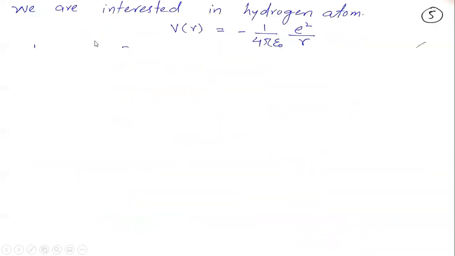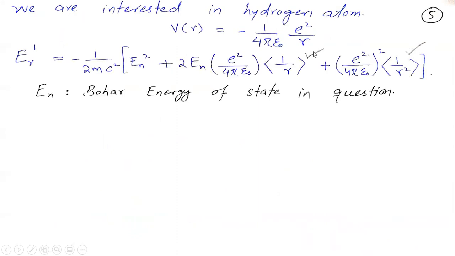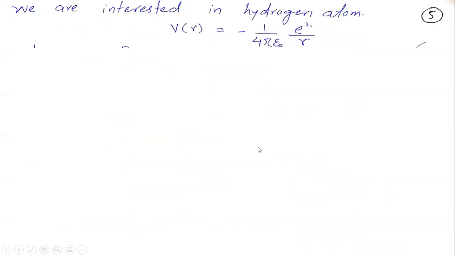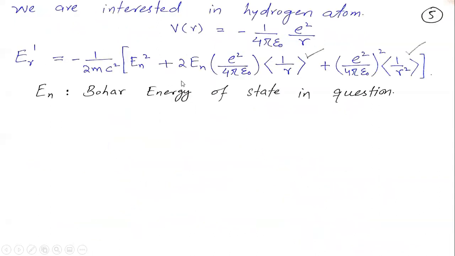So now we specify the potential. What type of potential is that? It is a Coulombic potential because we are interested in the hydrogen atom. The potential is V equals minus 1 over 4πε₀ e² over r. So plug this potential into this general equation, and it will look like this: E_n² plus 2E_n e² over 4πε₀ times the expectation value of 1 over r, plus the expectation value of 1 over r².